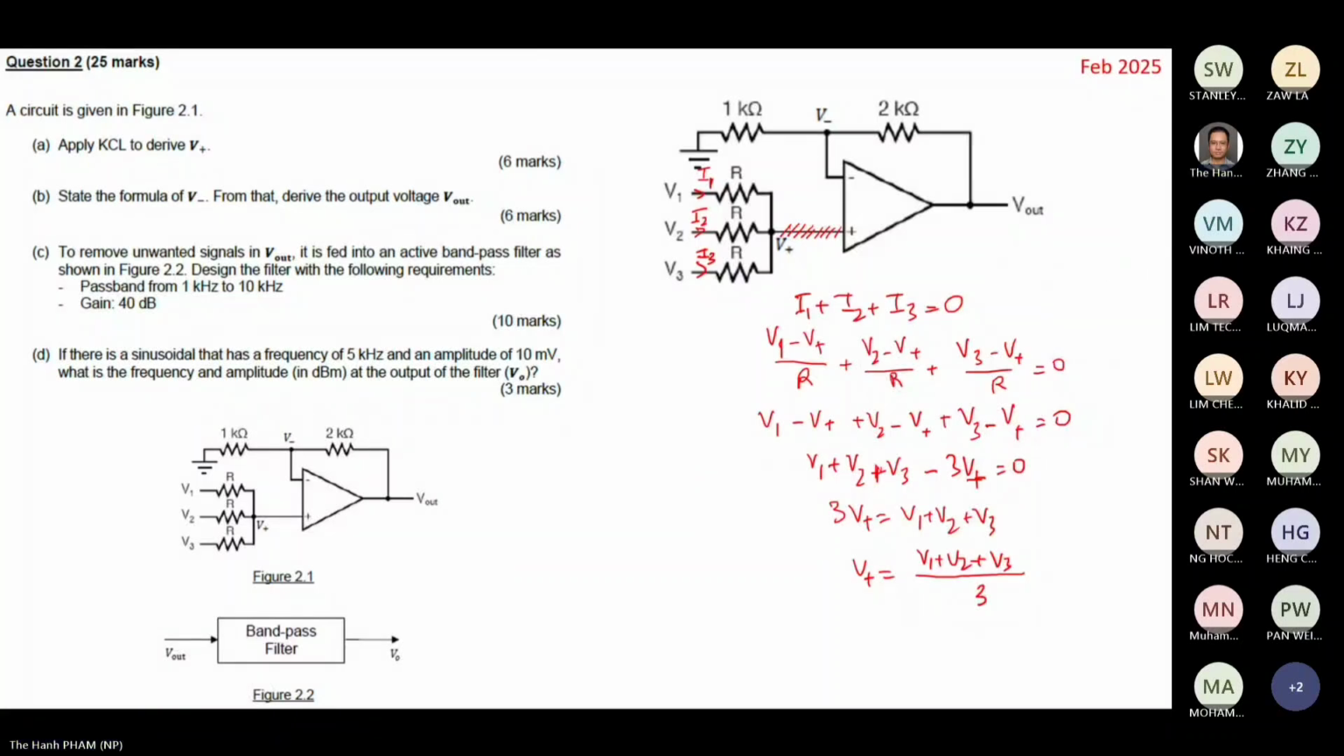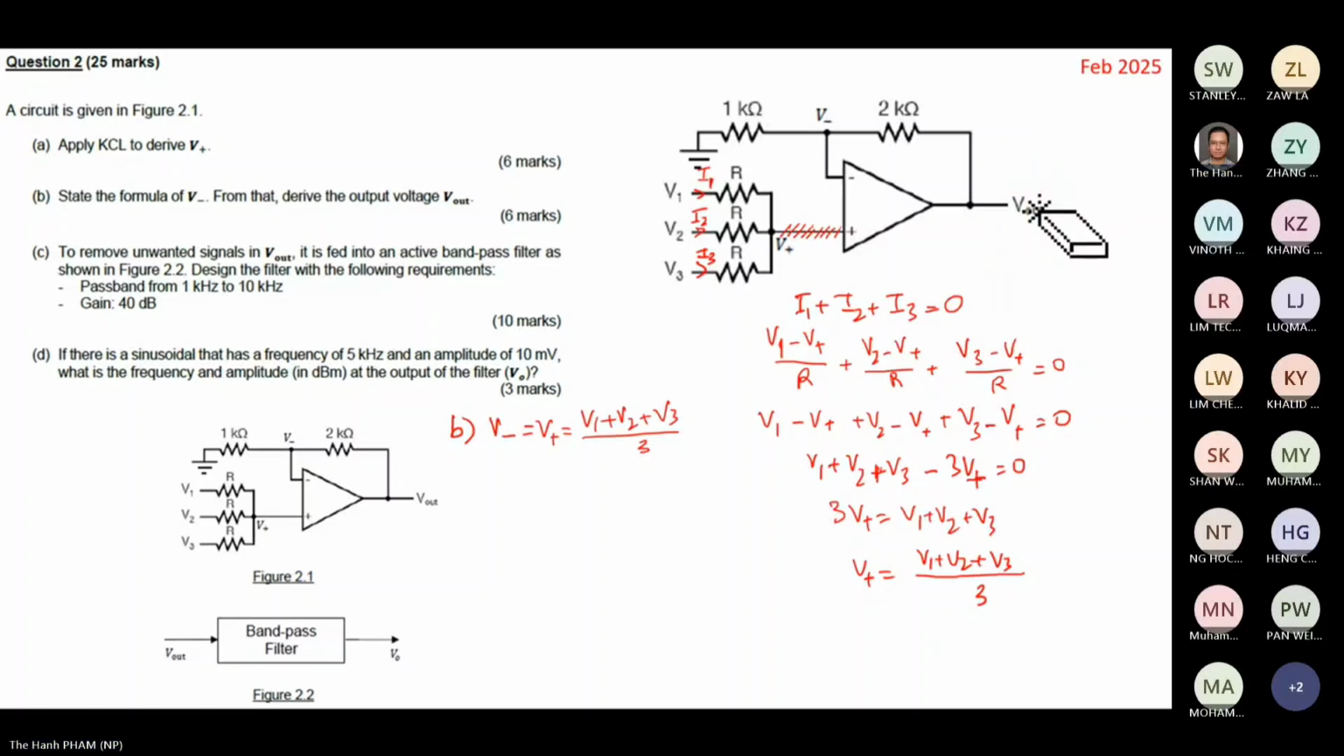Question B. What is the formula of V minus, right? For B, V minus, which is the inverting terminal of the op-amp, should be the same as V plus. So what you have is V1 plus V2 plus V3 divided by 3, right? And they ask, from there, you derive the output voltage, Vout. So what they ask is what Vout is, right?